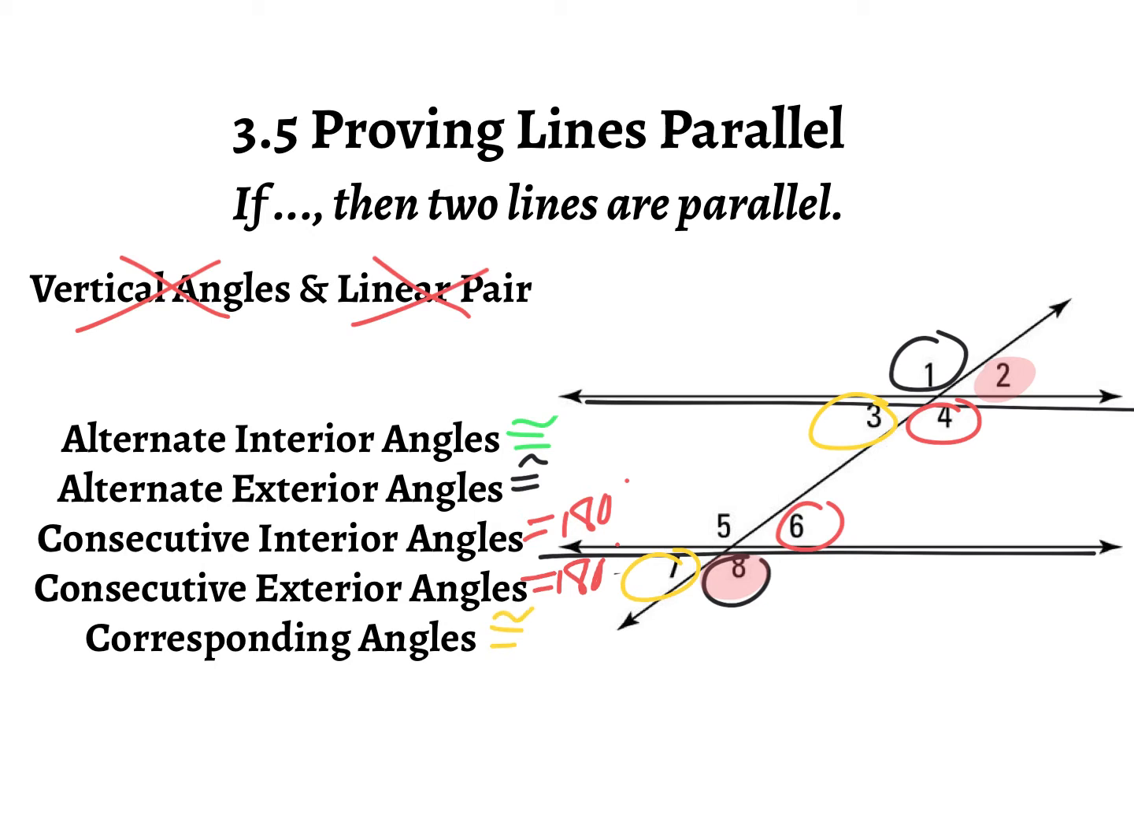Okay, so in essence, which properties prove the lines to be parallel? All of them except for vertical angles and linear pair. If these properties are true, then the lines must then be parallel. So very similar to our last video, okay? And we're going to be doing some examples to show what this means.